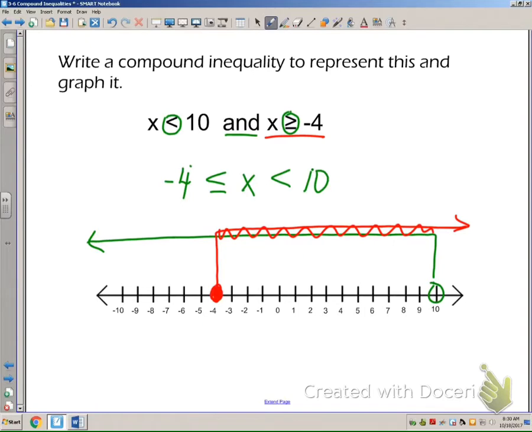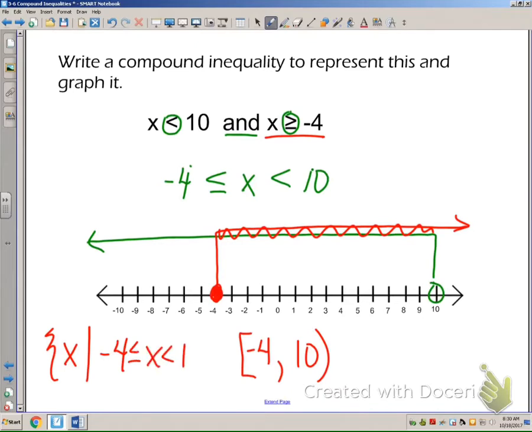So if I'm writing it in interval notation, we're going to start at the left, always, and I'm including -4, so I use a bracket, and I'm going up to 10, not including 10, so I use parenthesis. And if I wanted to write it in not interval, but set builder, I would say x such that negative 4 is less than or equal to x, which is less than 10.